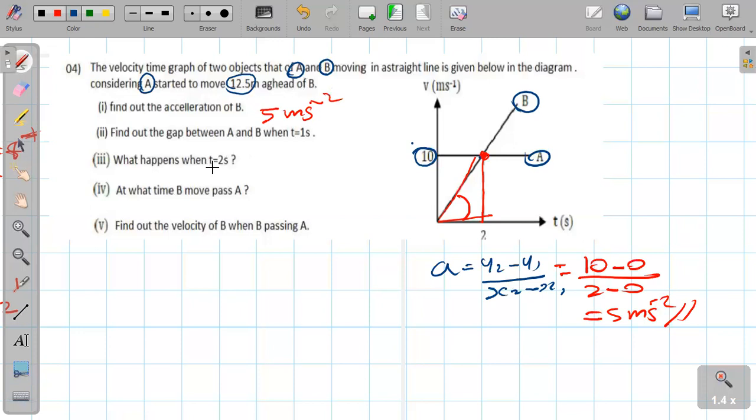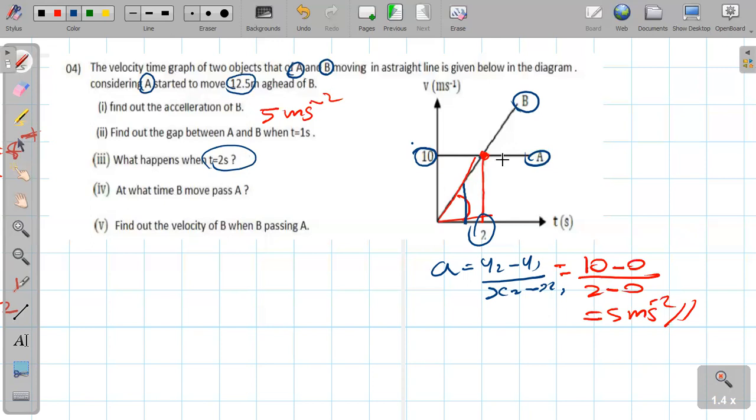What happens when t equals 2? Sorry. Find the gap between A and B when the time is equal to 1 second.